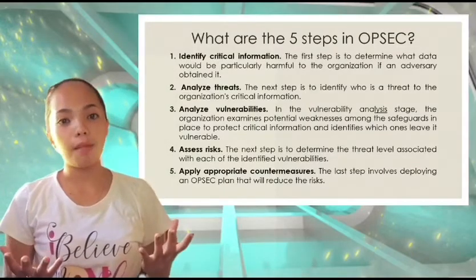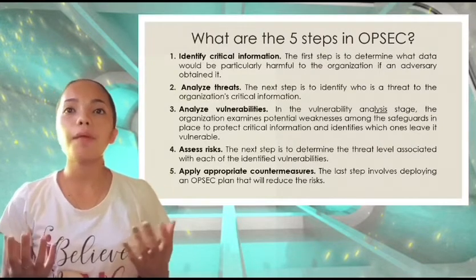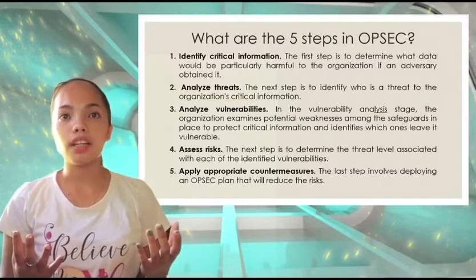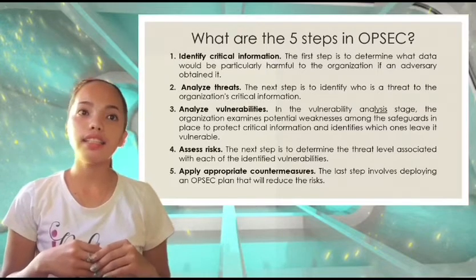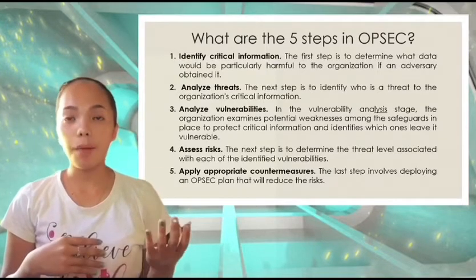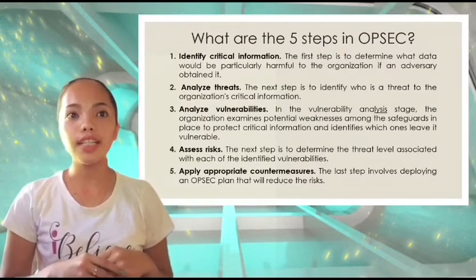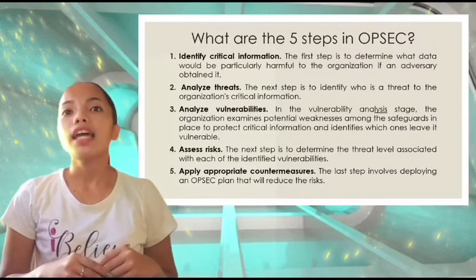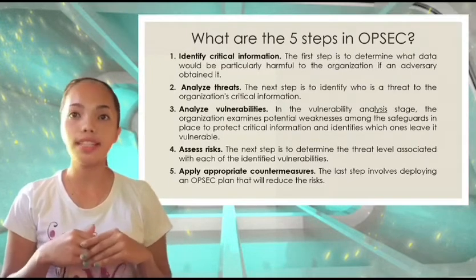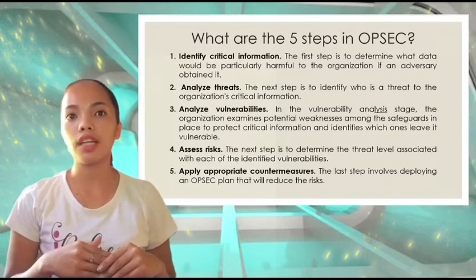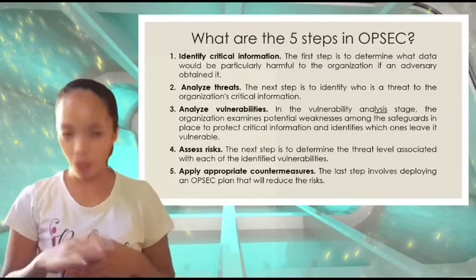So, what are the 5 steps in OPSEC? First, identify critical information. The first step is to determine what data would be particularly harmful to the organization if an adversary obtained it. Second, analyze threats. The next step is to identify who is a threat to the organization's critical information. Third is analyze vulnerabilities. In the vulnerability analysis stage, the organization examines potential weaknesses among the safeguards in place to protect critical information and identifies which ones leave it vulnerable.